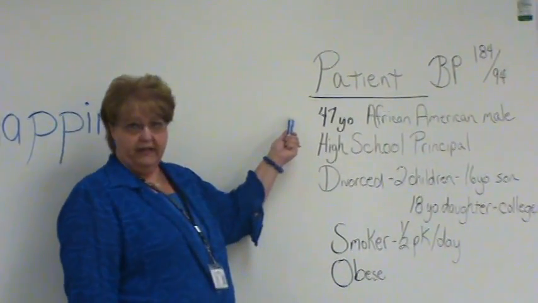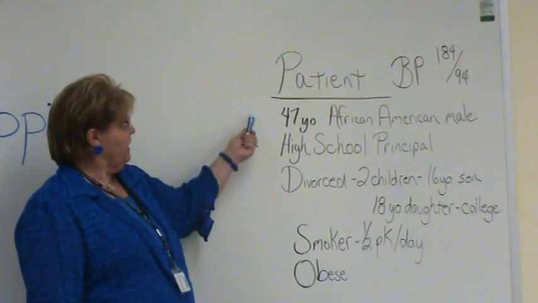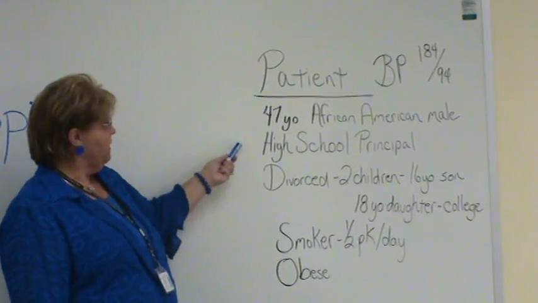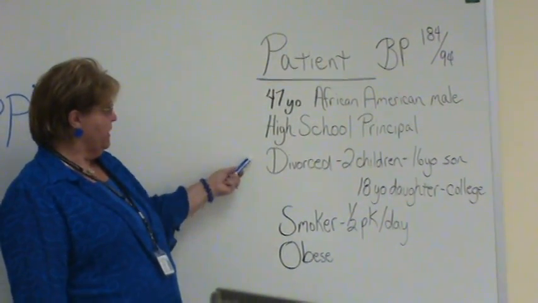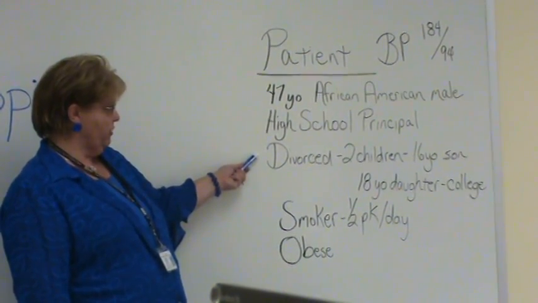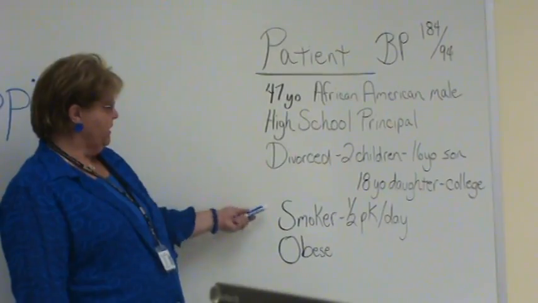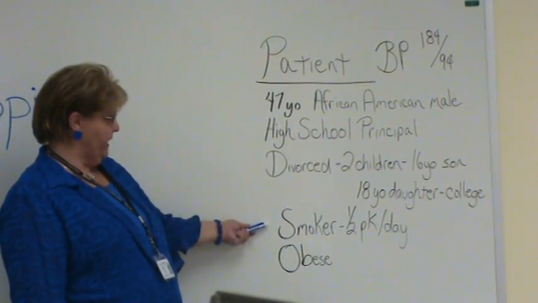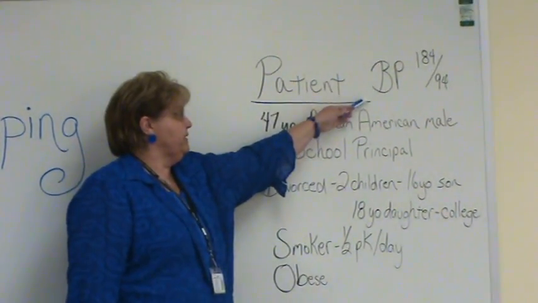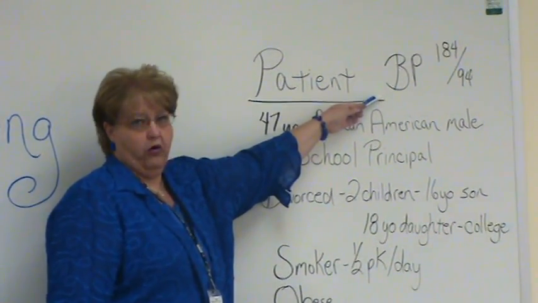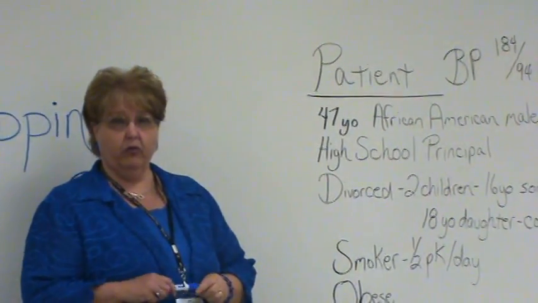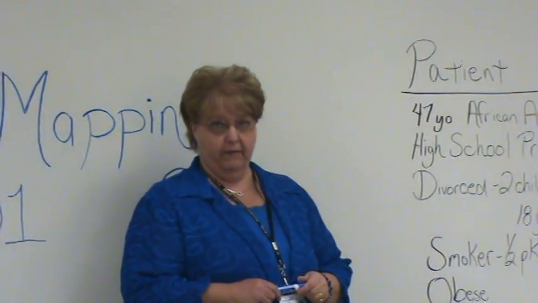We have a patient that has arrived. He is a 47-year-old African-American male. He is a high school principal. He is divorced with 2 children, a 16-year-old son and an 18-year-old daughter that's going to college. He's a smoker of a half a pack a day. He is obese, and his blood pressure at the present time is 184/94.